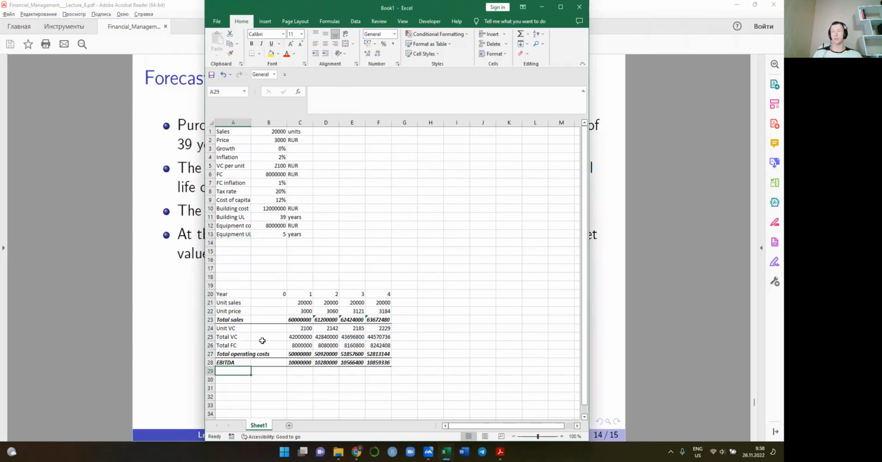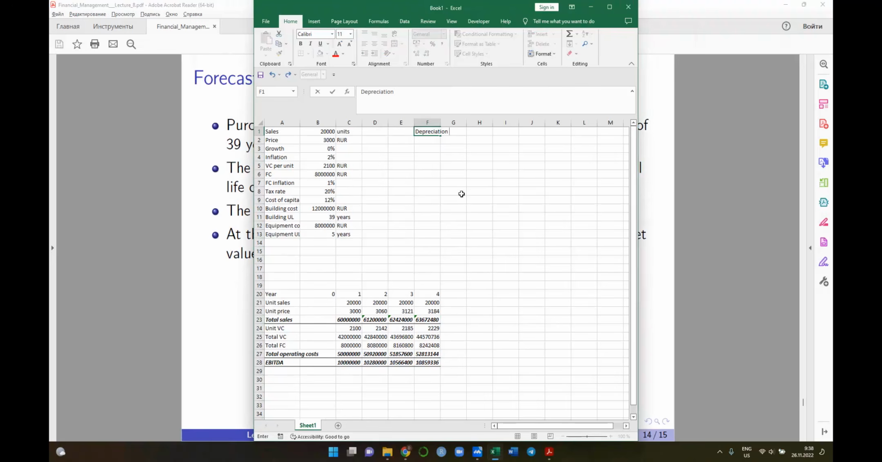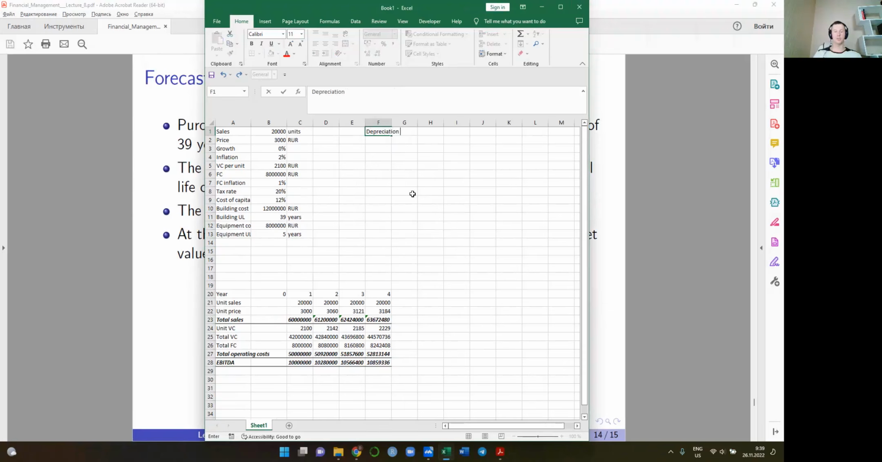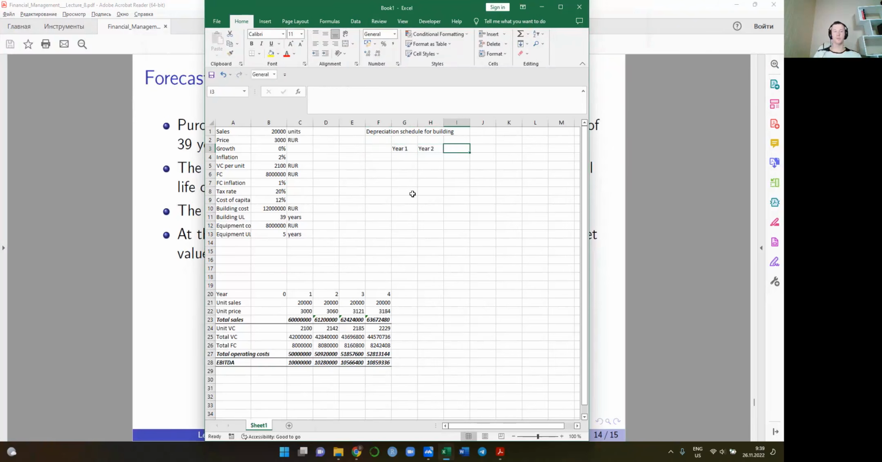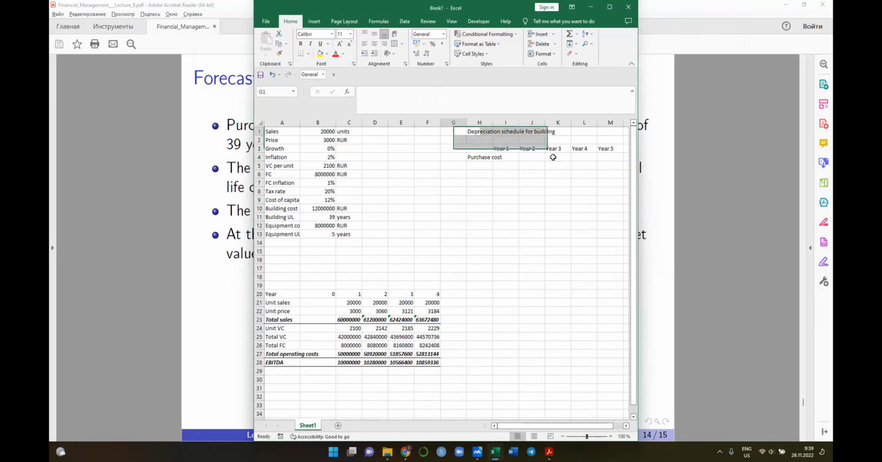First of all, we can compute the depreciation. Somewhere aside, let's call it depreciation schedule for building. We can write down something like this. Year 1, year 2, year 3, year 4, year 5, and that's all. So we don't need more. Here we have the purchase cost. It's gonna be always the same, $12 million.